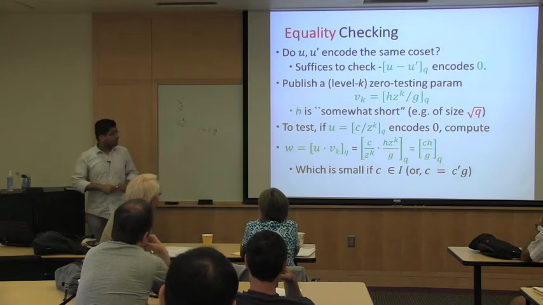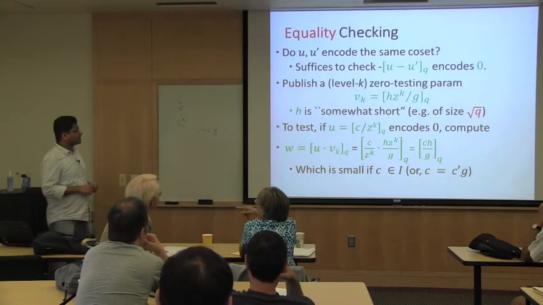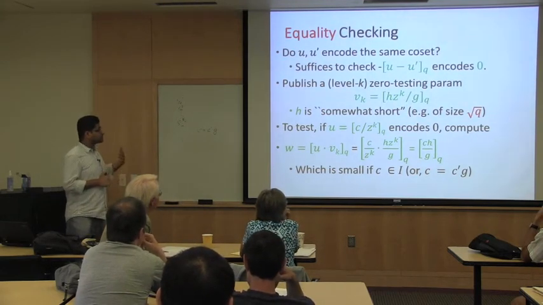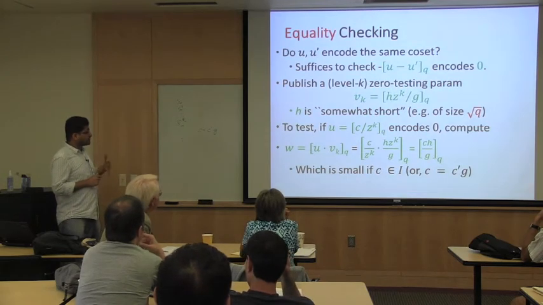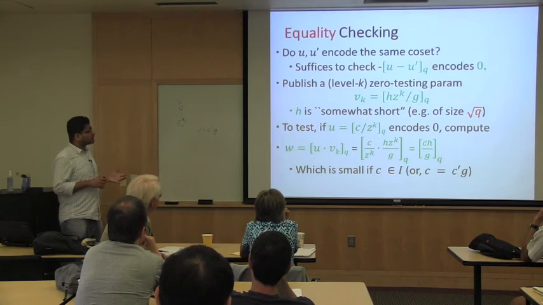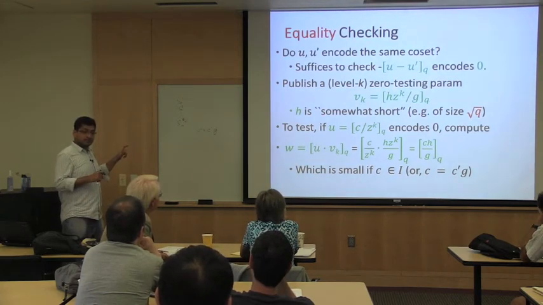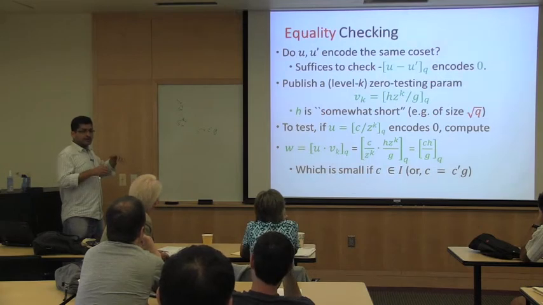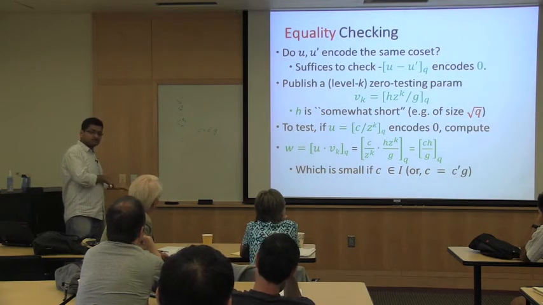Is it if and only if? So the question is, if it is an encoding of 0, then yes, it's going to be small. If it's not an encoding of 0, then you could have malicious encodings for which things could go bad.